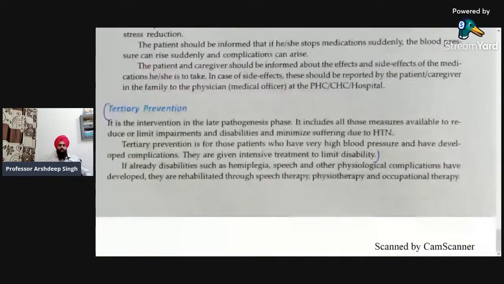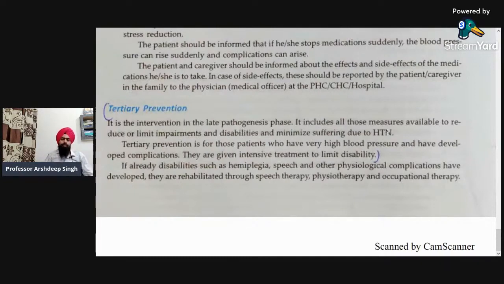The tertiary prevention is for those people who have very high blood pressure and have developed complications, and they are given intensive treatment to limit disability. That includes the use of different types of drugs that should be administered to the person in the form of injection or tablets. And if disabilities such as hemiplegia, speech problems, and other physiological complications have already developed, they are rehabilitated through speech therapy, physiotherapy, and occupational therapy. So that is about the tertiary prevention.